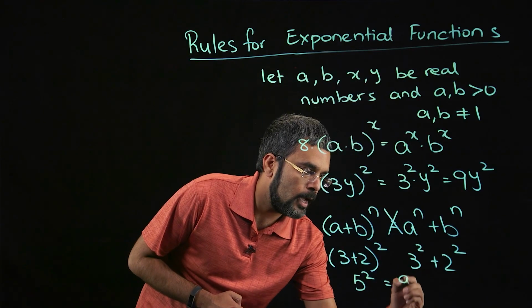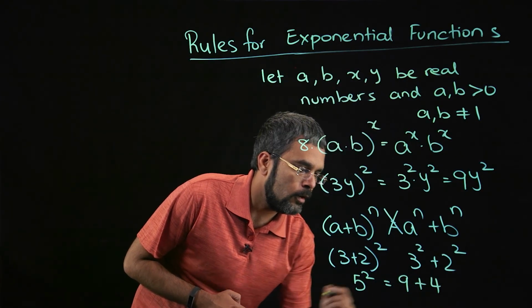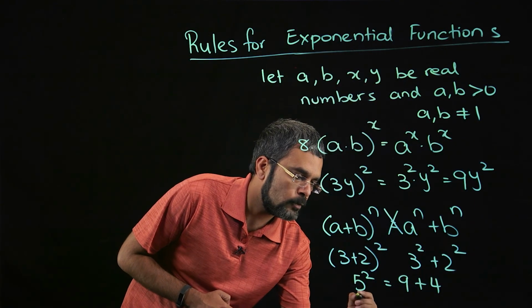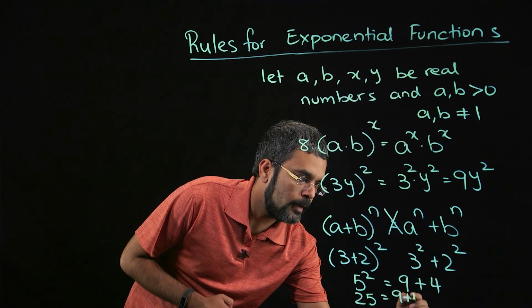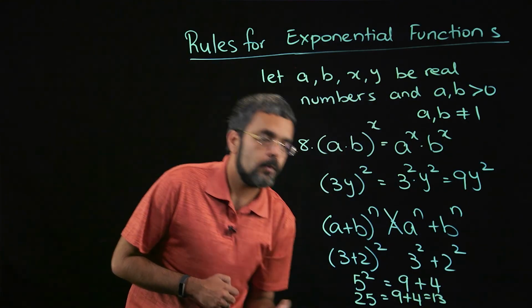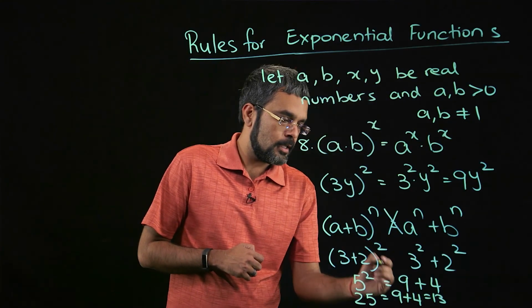Now 3 plus 2, if I use my PEMDAS rule, 3 plus 2 squared becomes 5 squared first, and this is equal to 9 plus 4. We know 5 squared is 25, so what I'm getting is 25 equals 9 plus 4, which is 13, and we know that cannot be true, so this doesn't work.